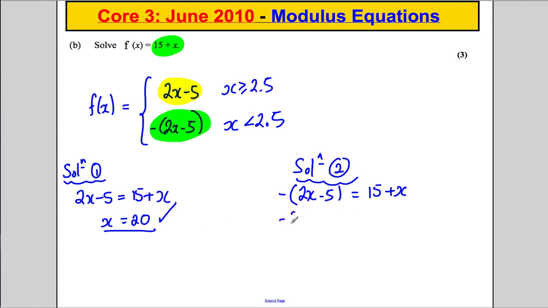And here, I would get negative 2x plus 5 is 15 plus x. I could add 2x to both sides and subtract 15. I would get negative 10 is equal to 3x, and therefore x is equal to negative 10 over 3. And that is less than 2.5, so again, this seems like a valid solution. It seems like I've got the correct answer there.